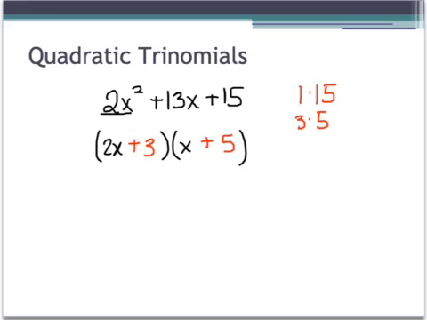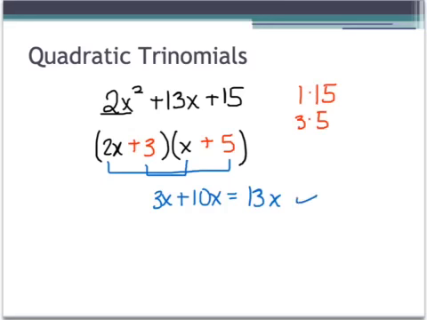Now, in my original problem, I have two plus signs, so both of these are going to be plus signs. Now, just to check that I'm right, I want to check my outer product with my inner product. So my inner product is 3 times x, and then the outer product is 2x times 5. When I add those two together, I do get 13x. So then, yes, these are the factors of 2x squared plus 13x plus 15.